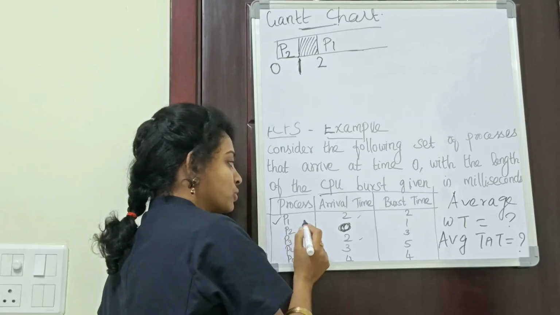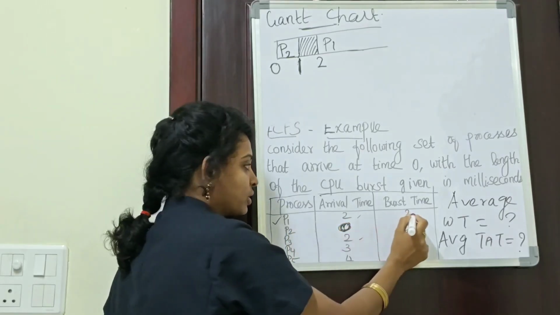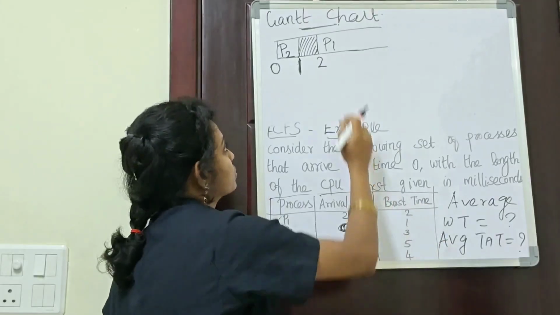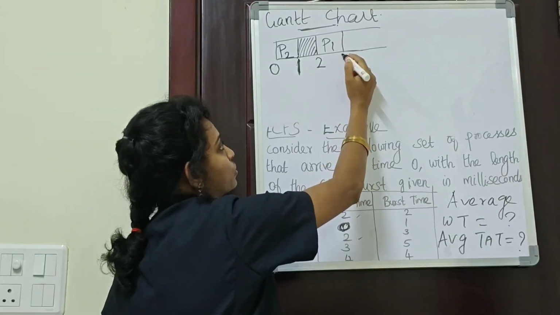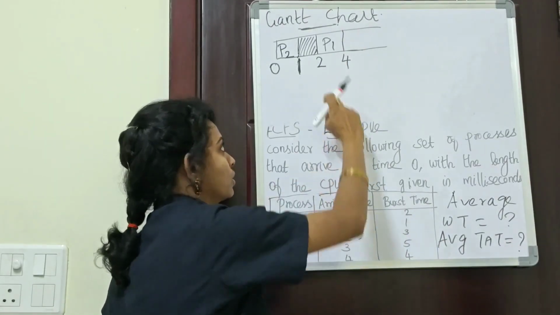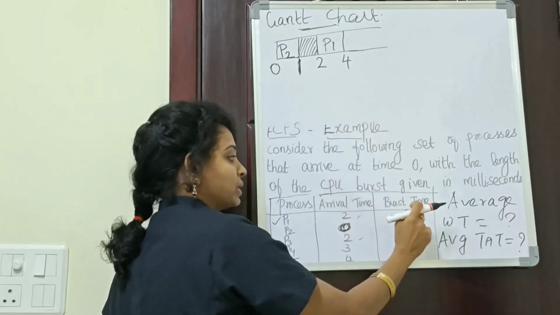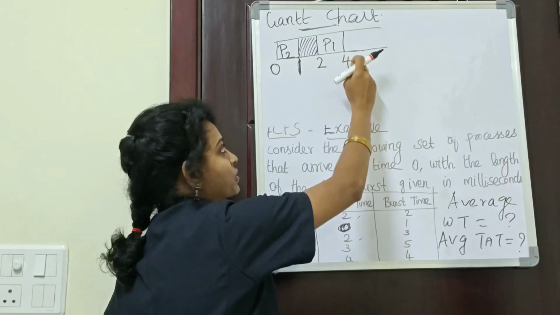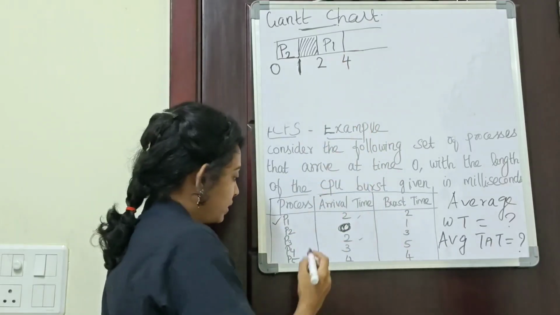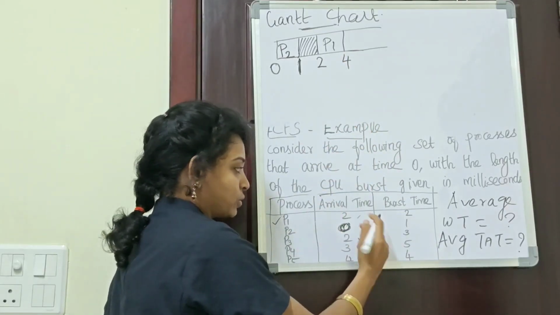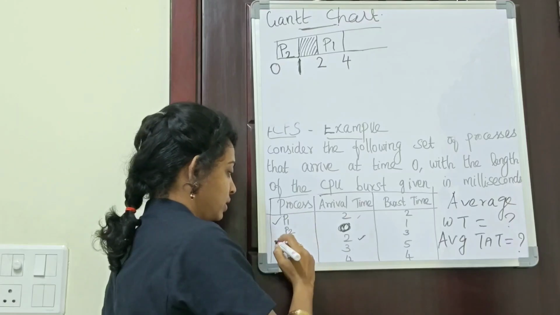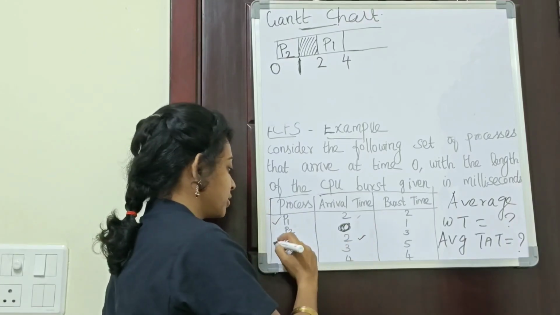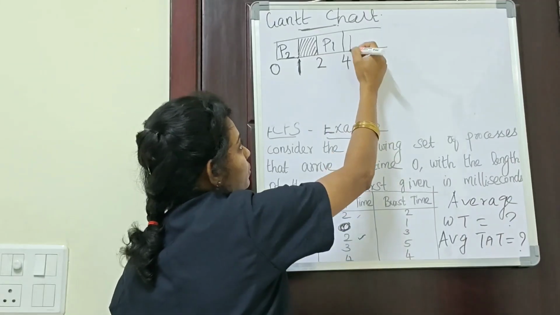This P1 process, how much time does it take for execution? The execution time for P1 process is 2. So 2 plus 2, you have to write here 4. Then next, we have completed this P1. Then the arrival time of the other process at 2, P3 process is there.